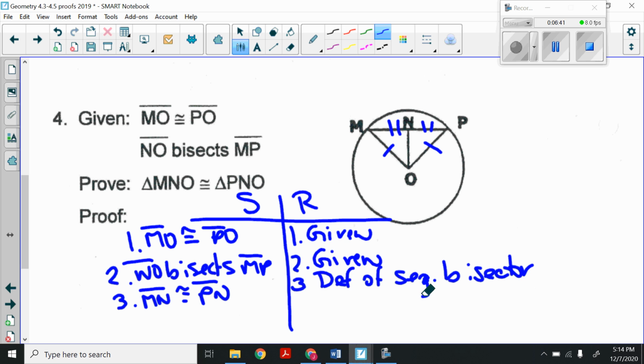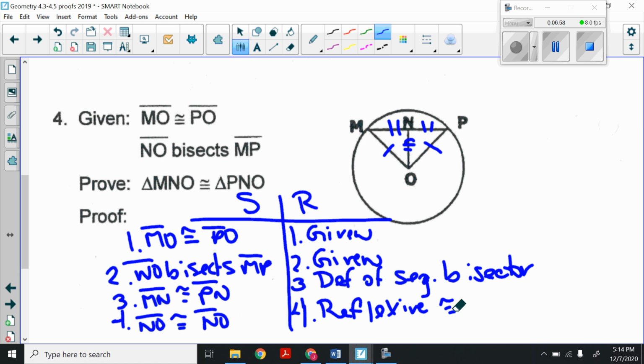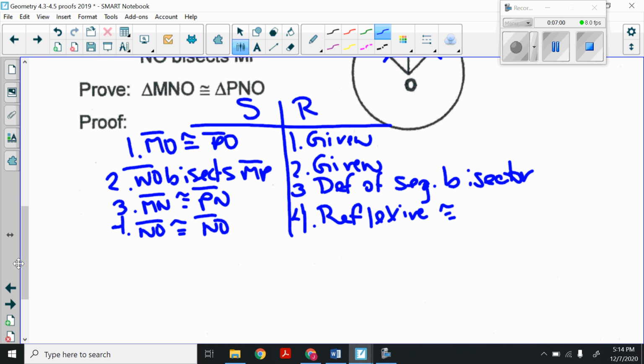Now what do I know? That side is the same. So NO congruent to itself, NO, reflexive property of congruence. Now I have three things. Remember, we need three things to prove triangles congruent. So now I can say triangle MNO is congruent to triangle PNO.